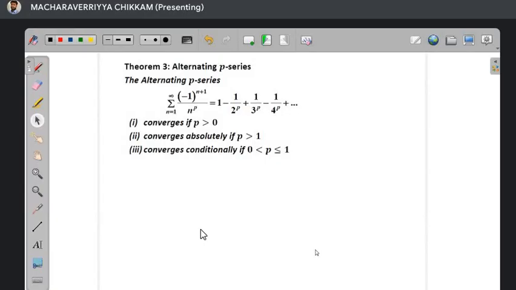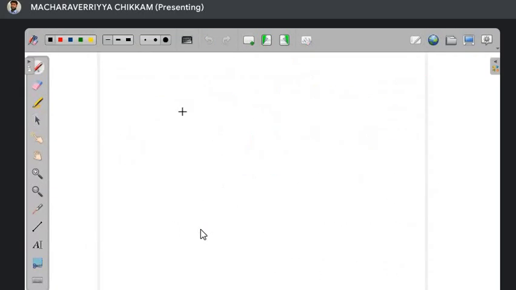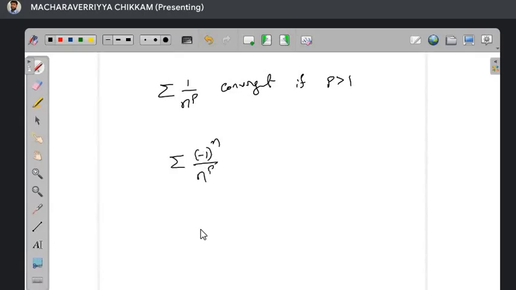Okay. Now let us talk about the alternating p-series test. Earlier we know what a p-series is: summation 1 by n power p. And we know this is convergent if p is greater than 1. From this we can easily conclude that summation minus 1 power n by n power p is absolutely convergent for p greater than 1.